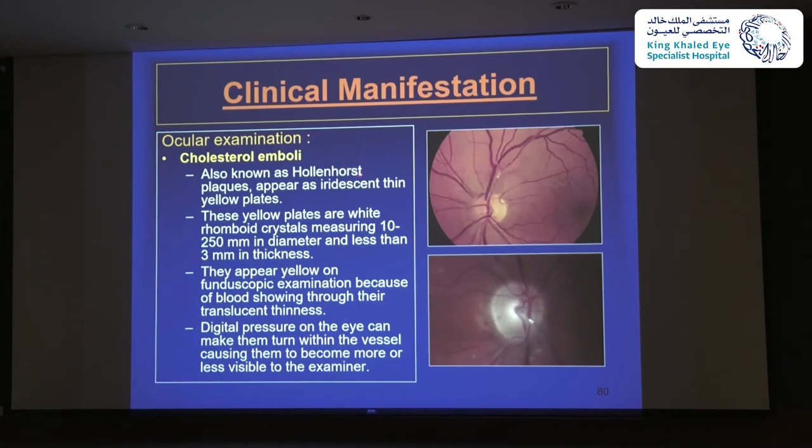The types of emboli are, for example, cholesterol. Usually it is called Hollenhorst plaques, which appear as iridescent thin yellow plaques. So it is important to look for it. This is the type we have. Cholesterol usually appears like this, usually between 10 and 250 micrometers in diameter and less than 3 millimeters. When you look at it, the blood is usually flowing around it. So usually the obstruction is not related to this unless it is associated with other types of emboli like fibrin or platelet types, and then they will get the obstruction. Digital pressure on the eye can make them turn within the vessels, causing them to become more or less visible to the examiner. So please make sure about the types of this.